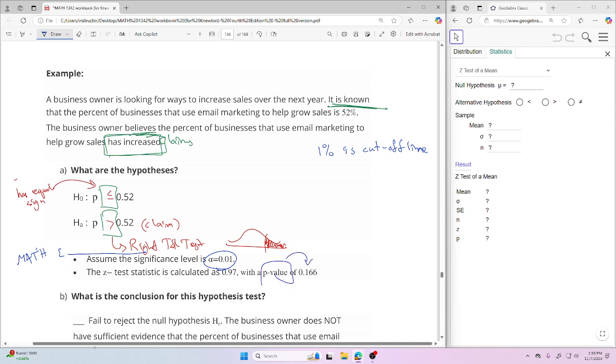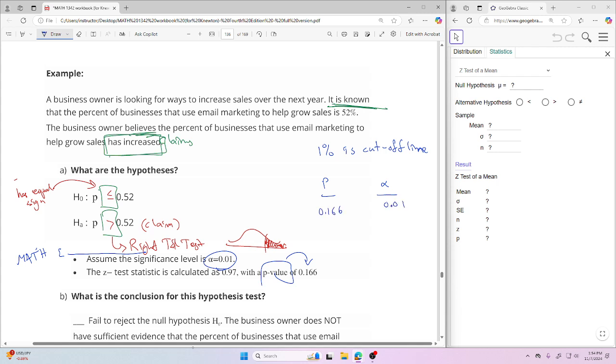P value is this much. Chad, why do you skip this every time? Because you don't need it. We'll come back to that another day. It's not required right now. So we got P, we got alpha, and I got my 166, and my alpha is 0.01.